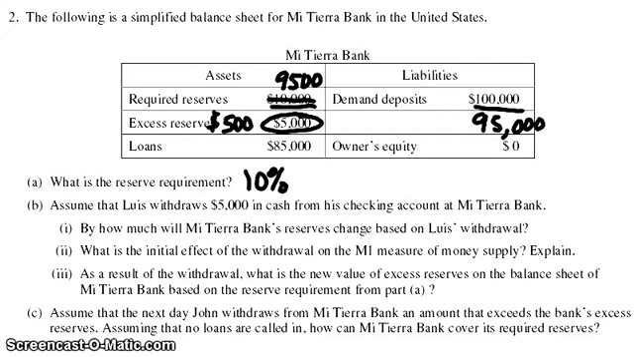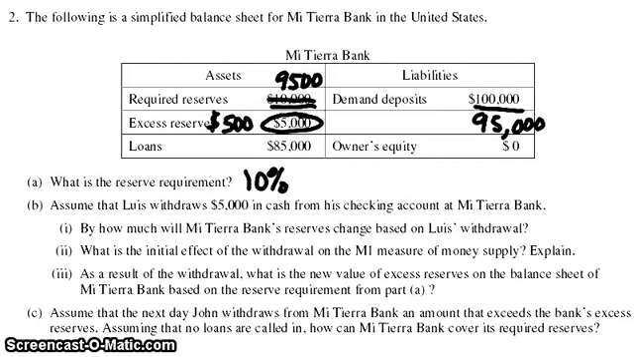The last part of the question asks that if the next day John comes in and withdraws from the bank an amount greater than the $500 in excess reserves, how can Metera Bank cover that? So the deal is that, again, banks don't have a choice. They have to meet that required reserve.